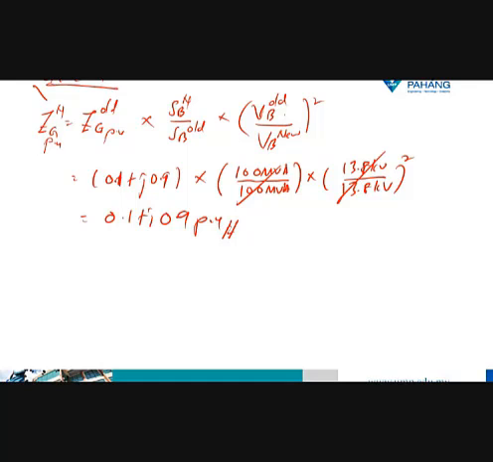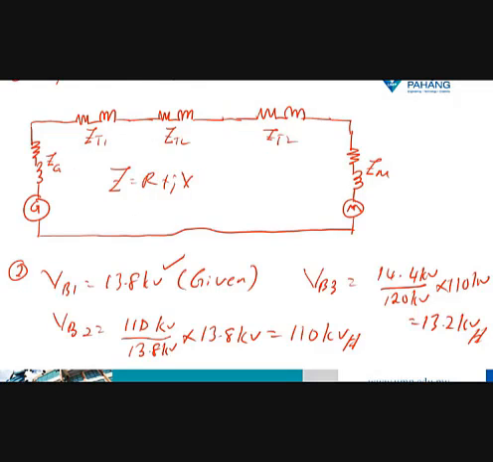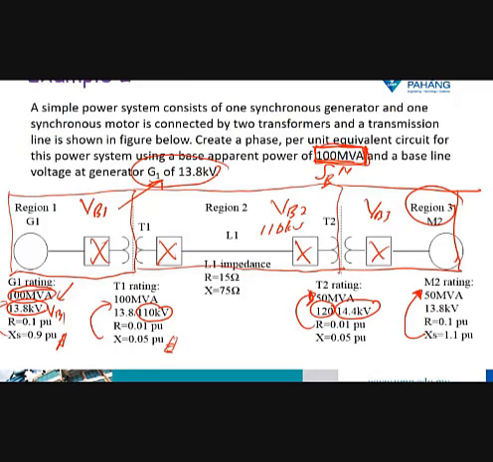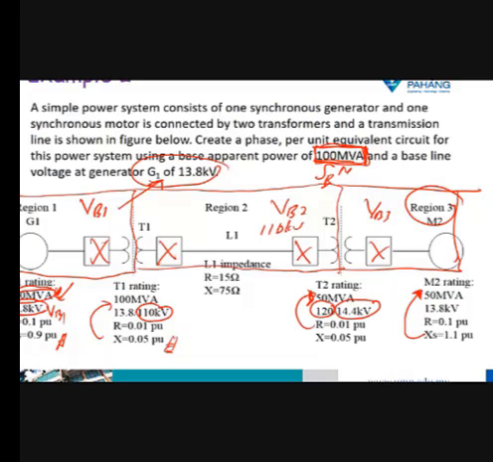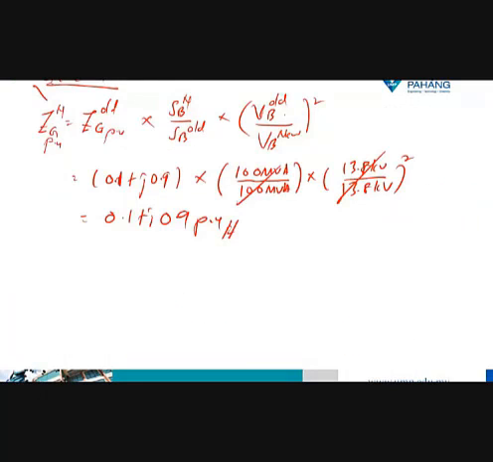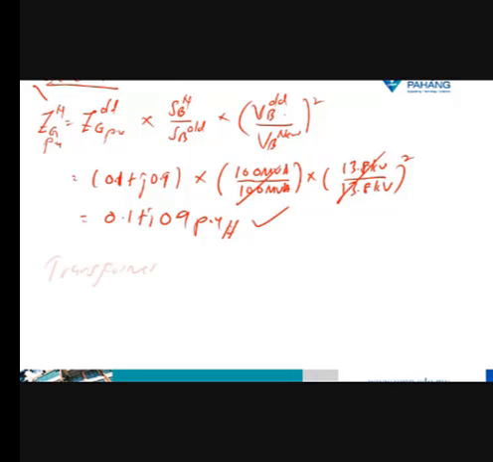For the generator, we have the same magnitude because the generator data is the same as the new base. The old base is the same as the new base. So I just want to show you that when we calculate this value, we get the same value.